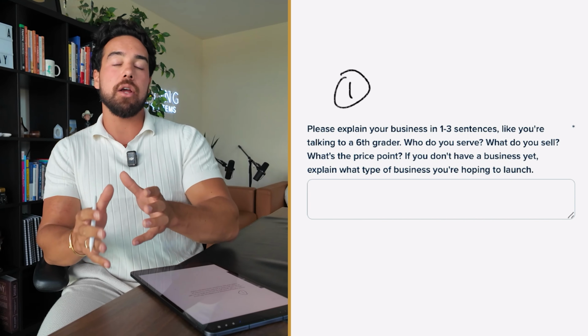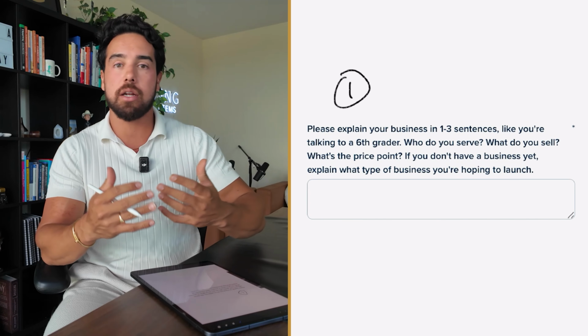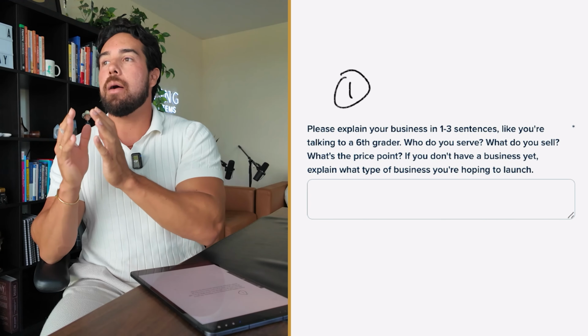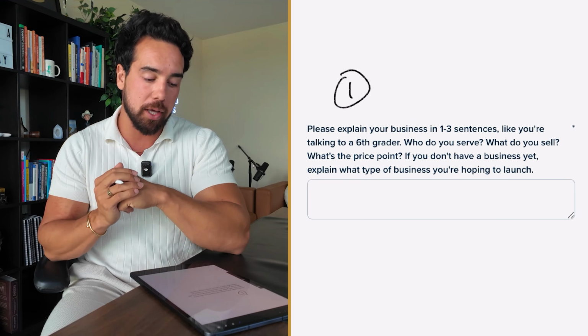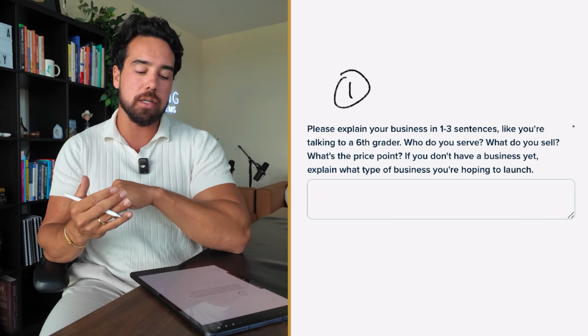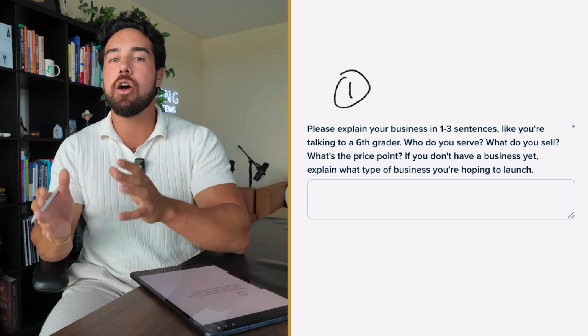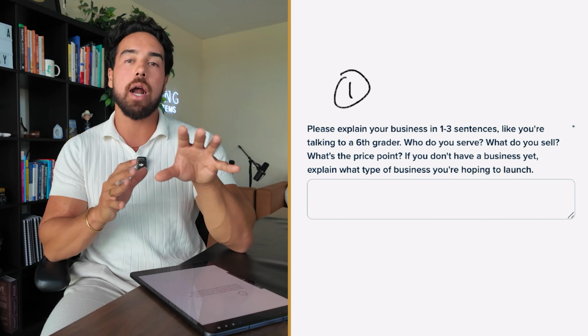So when you are identifying who your ideal avatar is, it's typically going to be very specific. It's going to be a coach, a consultant, a course creator, a real estate agent. It's going to be a man in his 40s to 50s that's 20 pounds overweight. And so you want to make sure that you're always asking your prospects, in their own words, to define who they are. So in our application, we say, please explain your business in 1 to 3 sentences like you're talking to a sixth grader. So this is going to let us know, before we even look at the rest of the qualification criteria, do they fall in our ideal avatar?